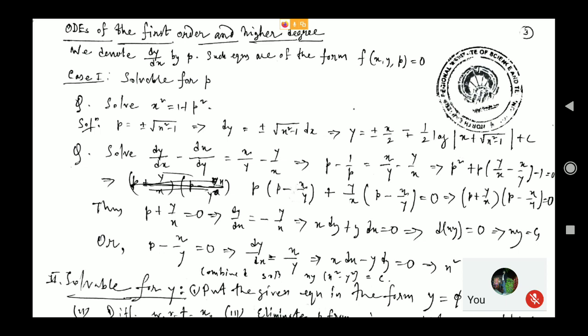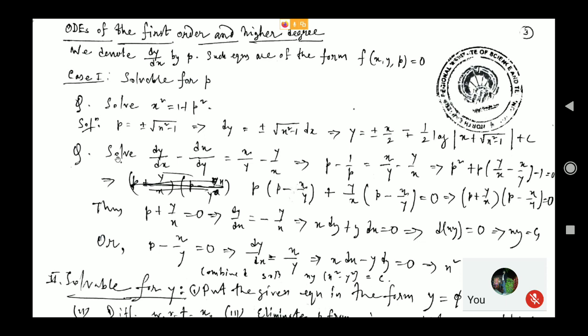Solvable for p is an easy case. You just need to separate p from other variables, then write the differential equation by separating the variables, then integrate them. This was much simpler.